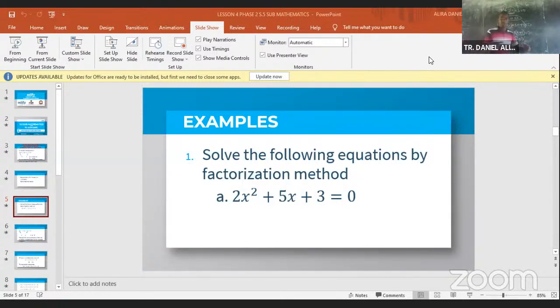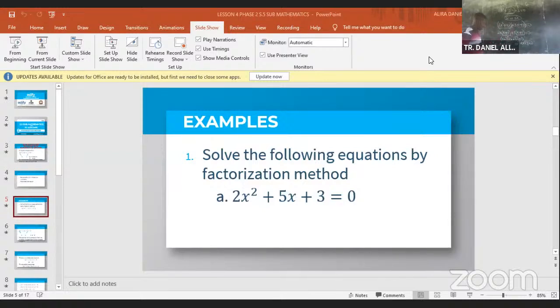Your work now is to just say either the first bracket equals 0 or the second bracket equals 0. Let me come again. You have two brackets now. You say either the first bracket equals 0 or the second bracket equals 0. So either x plus 1 equals 0 or 2x plus 3 equals 0.